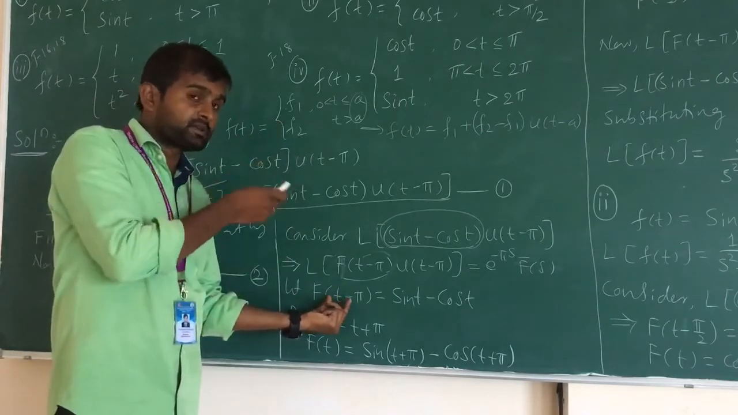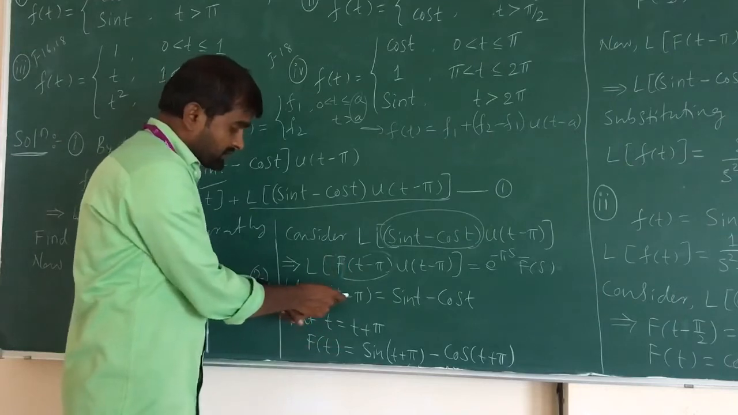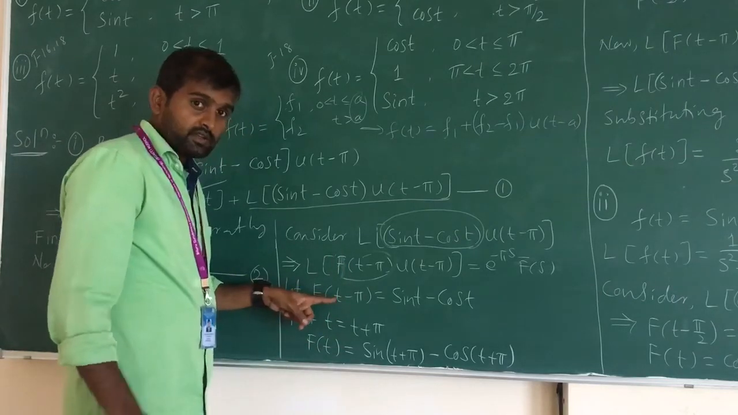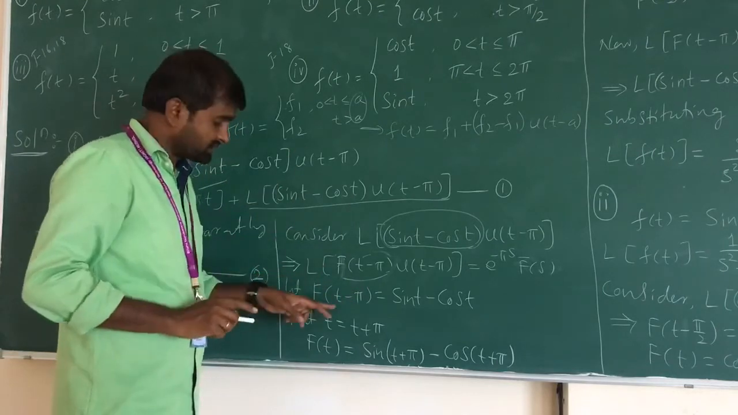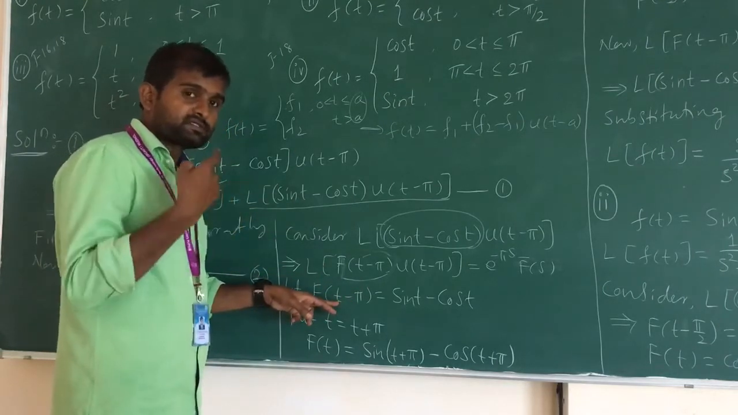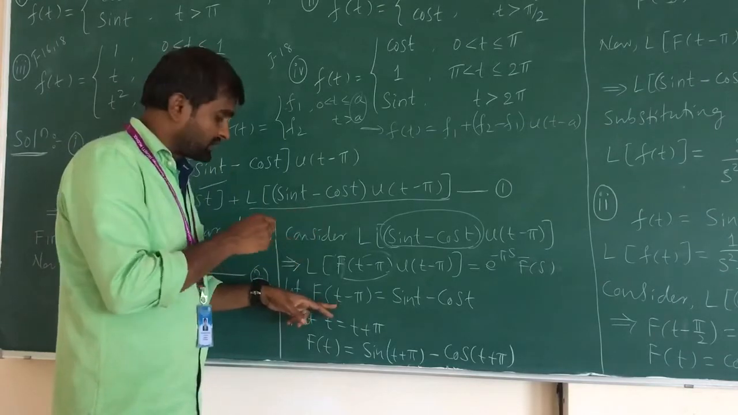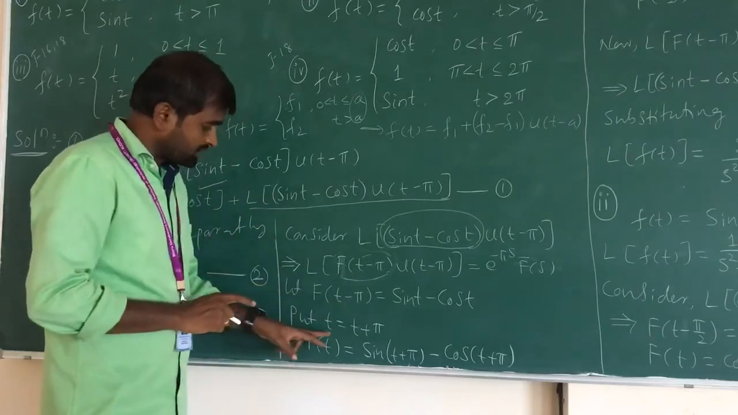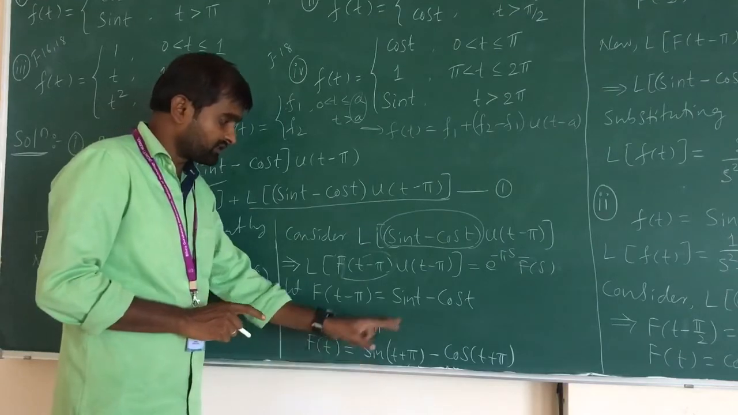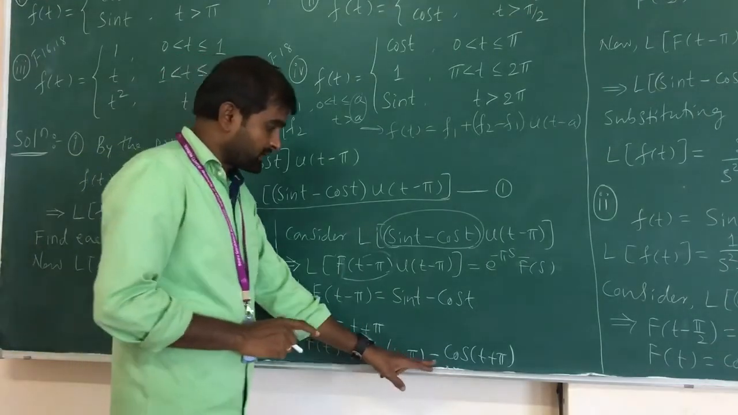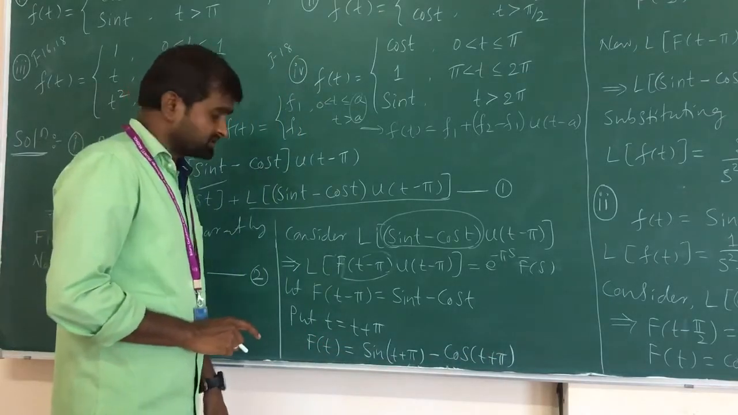As in the previous one and two examples, in place of t minus a, in place of t we need to replace. To eliminate e minus pi, when t is there, it becomes t plus pi. T plus pi and pi cancel, we have only t. Now put t equal to t plus pi, and capital F of t equals sin of t plus pi minus cos of t plus pi.